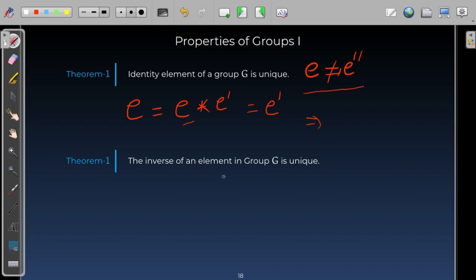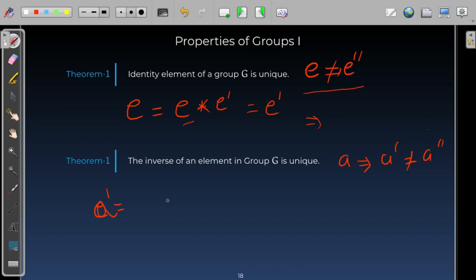Now the second theorem is that the inverse of an element in the group G is unique. Again, let's say that the inverse of a group element is not unique. So let me take the inverse of A as A dash, and it is not equal to A double dash. A dash and A double dash are both inverses of this group element A. Then I can write, let me start with A dash.